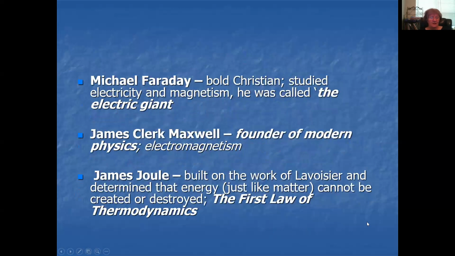Michael Faraday, bold Christian, very, very outspoken Christian, actually, did work with electricity and magnetism. He was called the electric giant. So he did a lot with that. And then James Clerk Maxwell, he kind of worked with Faraday. He came up with electromagnetism. He's the one who figured out that electricity and magnets are really two sides of the same coin. If you take physical science, you'll learn more about Maxwell. Maxwell was actually homeschooled. And he's the founder of modern physics because it's all about electricity and magnetism and things like that.